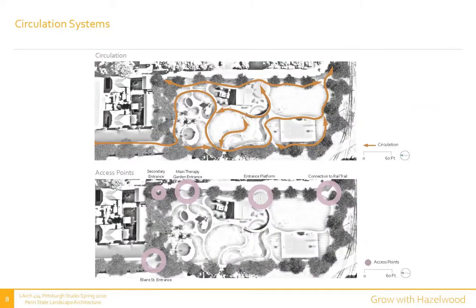There are four major systems on site that help explain how the park functions as a whole. The circulation is curvilinear, which offers different views for those walking through and provides a more whimsical, free-form park feel than rigid and straight lines would. There are 5 major access points on site. The primary entrances are by the therapy garden, the entrance platform, and on Blair Street. The secondary entrances are right at the front of the site to the left on Melanchthon Street, and the other is near the grass field and connects to the rail trail on Jason's site.